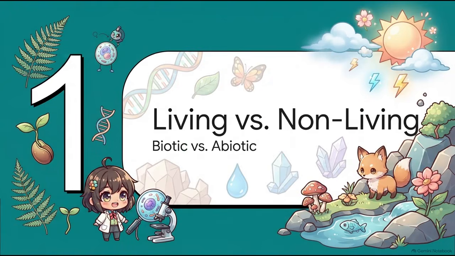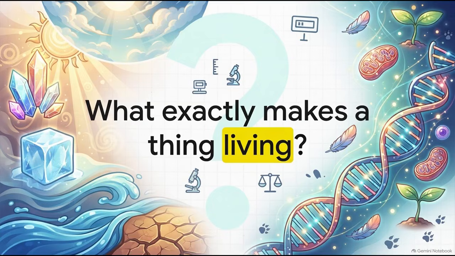Okay, section 1. Differentiating living and non-living, biotic versus abiotic. So, what exactly makes a thing living? We know our planet is a mix of these two fundamental categories, biotic and abiotic. But what actually sets them apart? While abiotic factors, think minerals or sunlight, are absolutely essential to the environment, they just don't possess that internal drive that characterizes a biotic being. We need a way to quantify that drive. What's the standard by which we judge life?